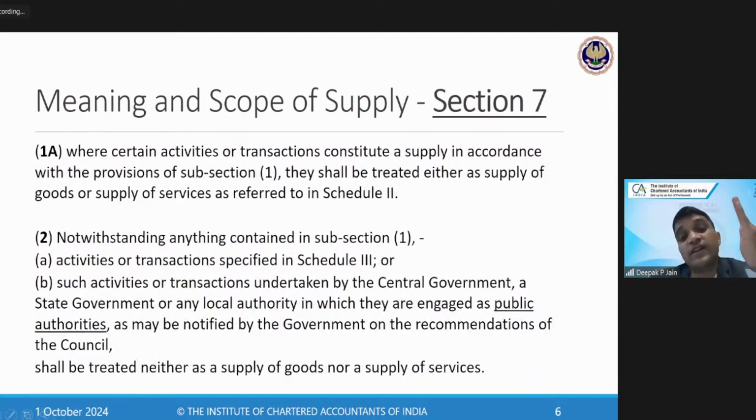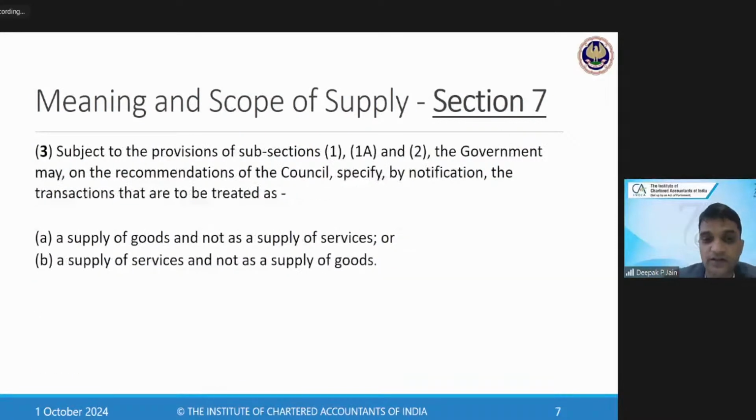Then we understood 7(1A), which is a classification provision, where it says that if anything is a supply under 7(1), then 7(1A) will provide the classification whether it is a supply of goods or a supply of services. Then we discussed 7(2), wherein Schedule 3 comes in, because Schedule 1 and Schedule 2 we have learned. Schedule 3 says that, notwithstanding anything contained in subsection 1, whatever is stated in Schedule 3 will be treated as no supply. It will be treated neither as a supply of goods nor a supply of services.